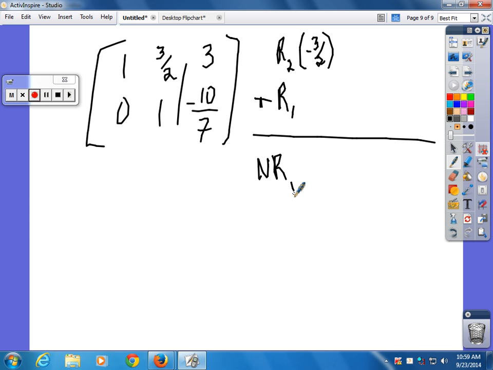So negative 3 halves times 0 is what? 0. That's negative 3 halves. And what's negative times a negative? That's a positive. And that's 30 over what? 14? Is that right? And now I'm going to add it to row 1. 1, 3 halves, and 3. And that'll give me a 1, a 0, and I'm going to change this to, let's see, what is that, 42 over 14.